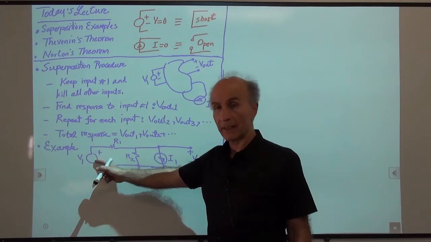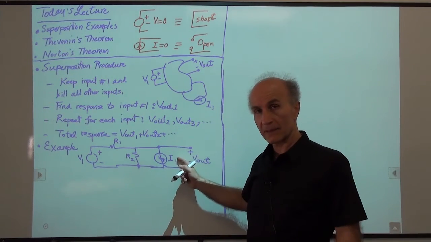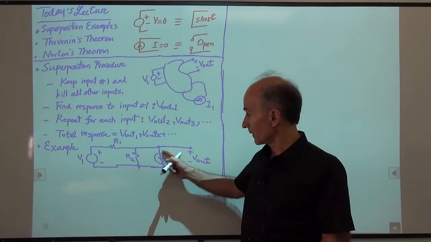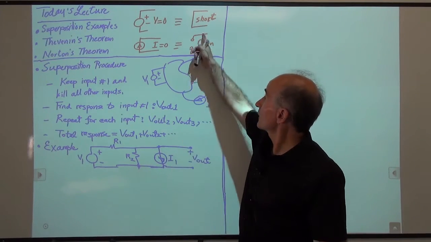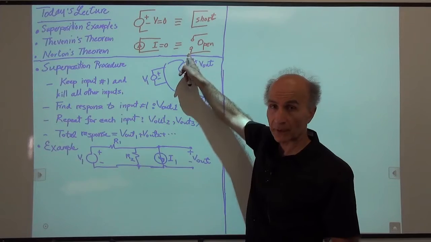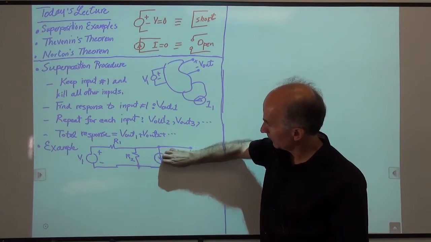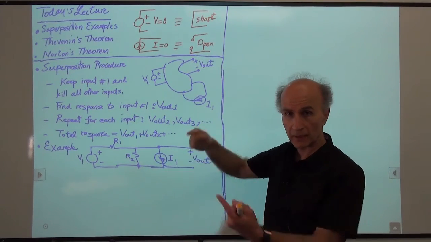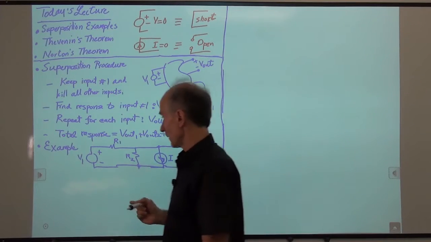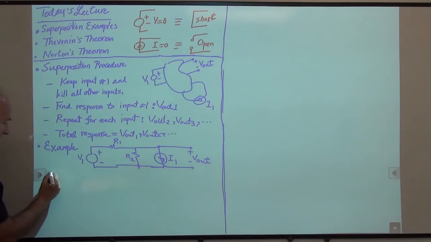So let's keep this one alive and let's kill this. Let's set it to 0. When this current source is set to 0, it has to be replaced by an open circuit. So we take it out and we just leave these floating, right, unconnected. All right, so you say keep V1.